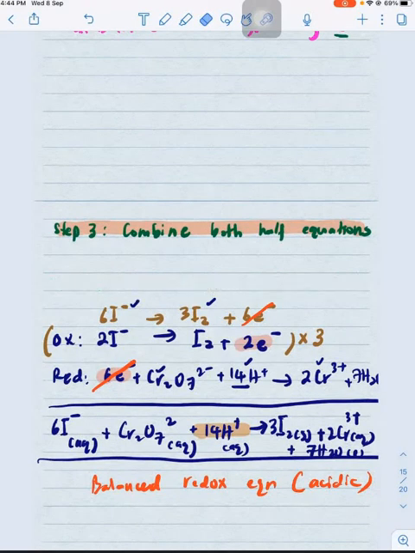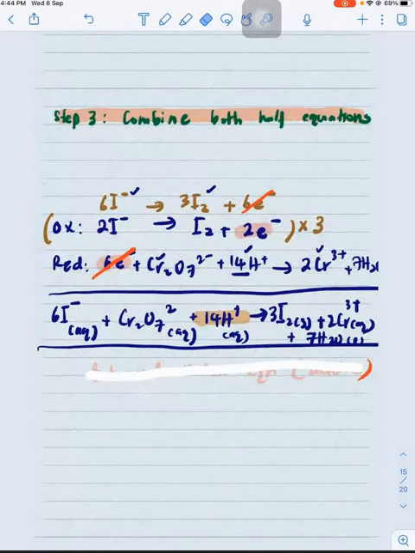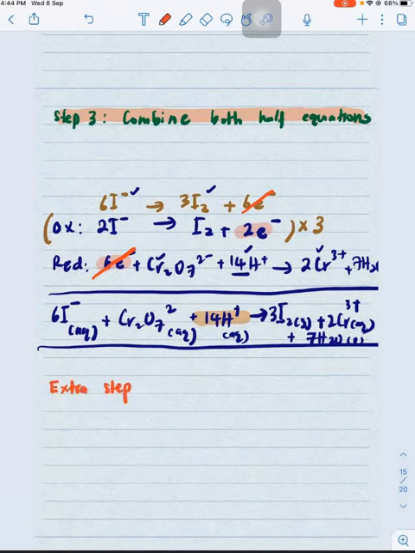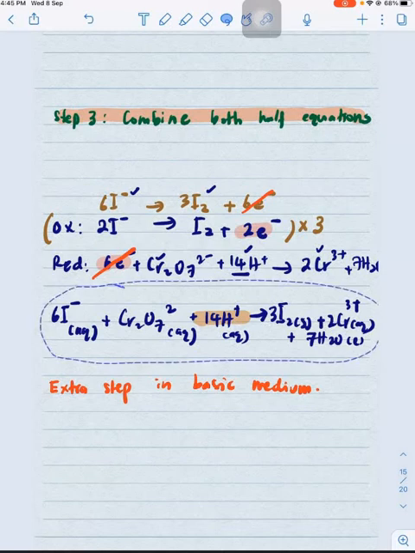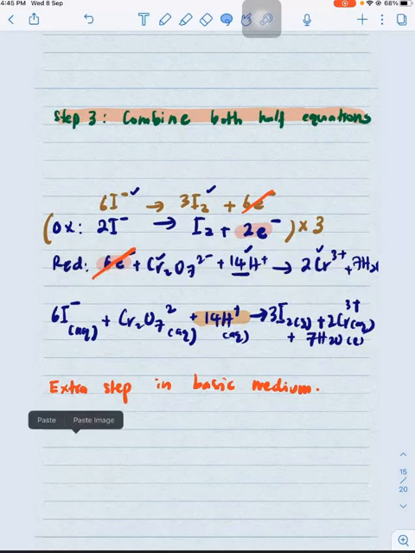Alright, so faham, step pertama, step 1, 2, 3 dia sama. Tetapi untuk balancing redox equation in basic medium, you are going to have an extra step. Dia ada extra step dalam basic medium. Yang mana apa yang kita akan buat adalah, okay, this is not our final balance equation yet. Okay, yang mana daripada yang kita dah dapat daripada final step 3 tadi, kita akan ambil, okay, and focus on the 14H plus kat situ.